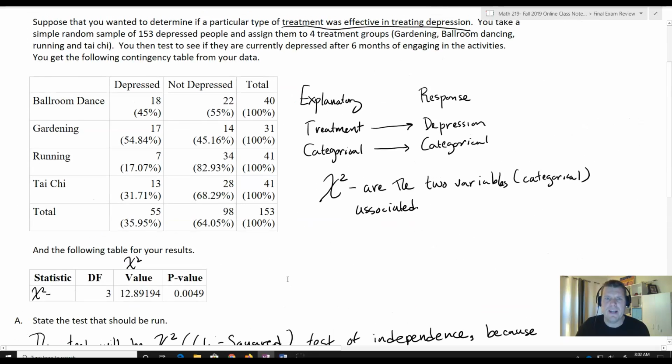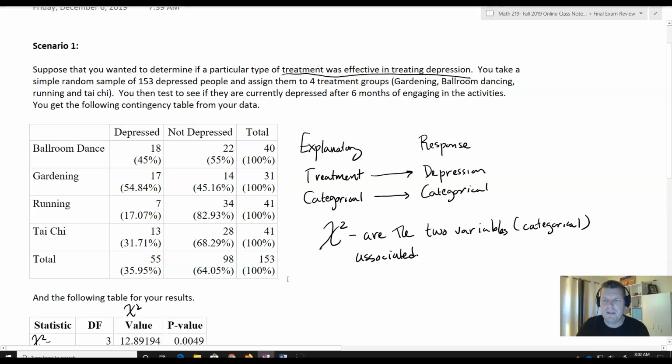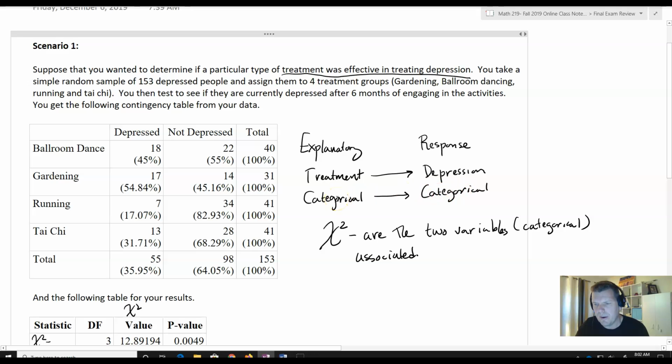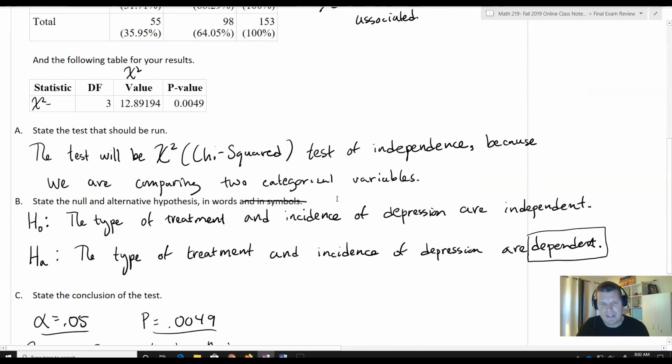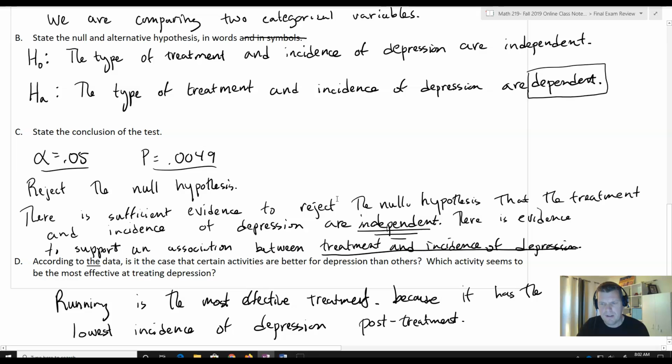So we'll go in here. We'll say, okay, I want to determine whether or not a treatment was effective in treating depression. I have two categorical variables, right? This treatment here and the incidence of depression. When I'm comparing two categorical variables, I'm using chi-squared. And that's the deal. That's the big thing here, is I'm using chi-squared. And from that, everything else follows. Okay. Everything else follows. This concludes the video.